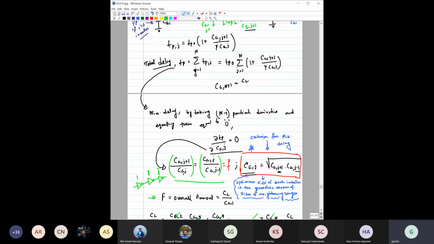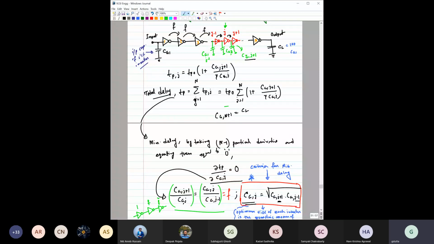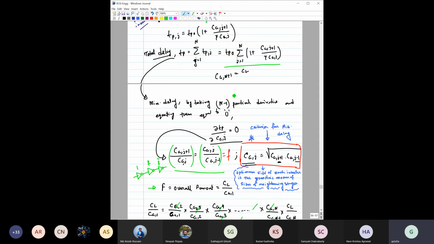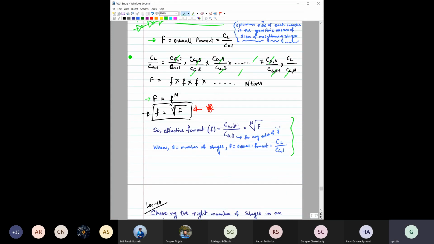Then if you have to write the total delay, we can take it from here, right? So it is basically TP naught. Let me write it here. So the overall total delay would be equal to what? This would be equal to TP naught summation of j equal to 1 to n, 1 plus Cg of j plus 1 by gamma Cg of j, right? So here this would be the criteria, TP would be equal to this one, right?